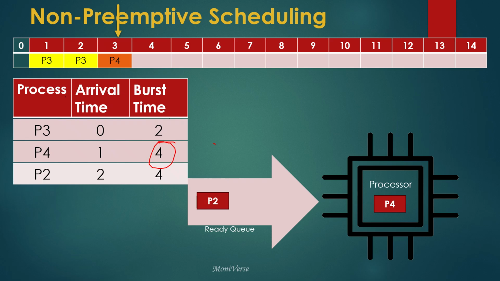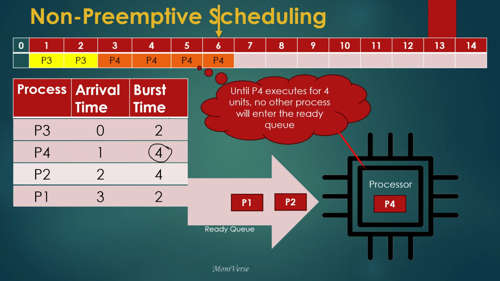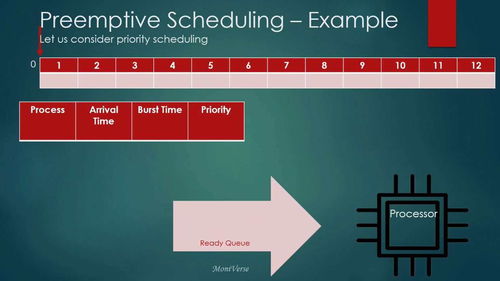For 4 units of time, this P4 will be executed, in which at the third unit of time, P1 enters into the ready queue. As it is non-preemptive, it is continuously being executed without any interruption from the processes inside the ready queue. Again, after the burst time of 4 units, P4 has to exit the processor. Now it is exiting the processor, and the next process, which is P2 inside the ready queue, enters into the processor.